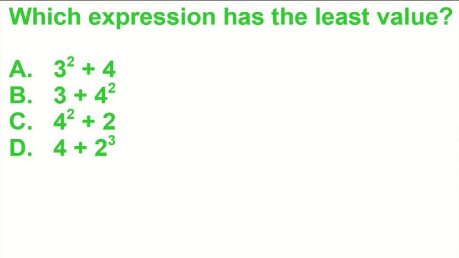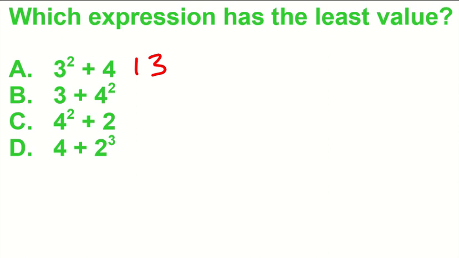What's 3 squared? 9. 3 times 3 is 9. 9 plus 4, 13. Look, if you look at C and B, B and C both have 4 squared, right? One has plus 3, the other has plus 2. Obviously, plus 2 is lower than plus 3, right? So you could easily eliminate B that way, but we'll do it anyhow.